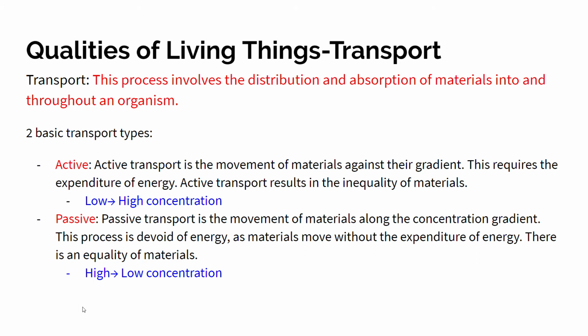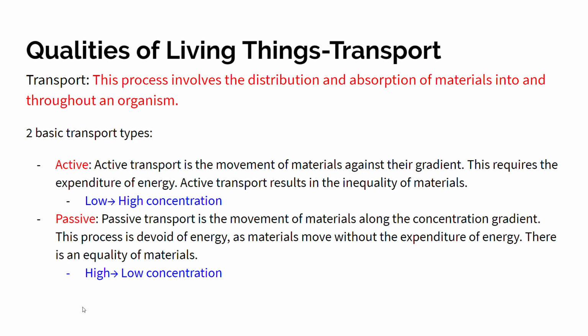Qualities of living things for transport specifically. Transport is the process which involves the distribution and absorption of materials into and throughout an organism. There are 2 basic transport types. Active transport is the movement of materials against their gradient, which is from low to high concentration, and this requires the expenditure of energy. Active transport results in the inequality of materials.